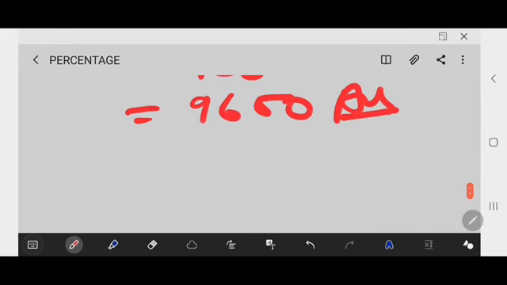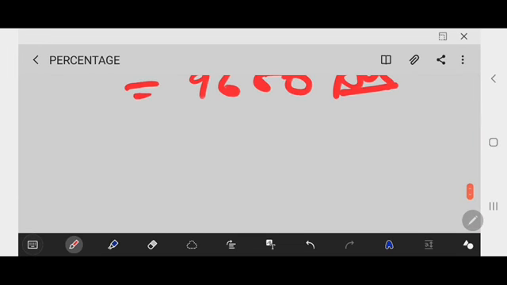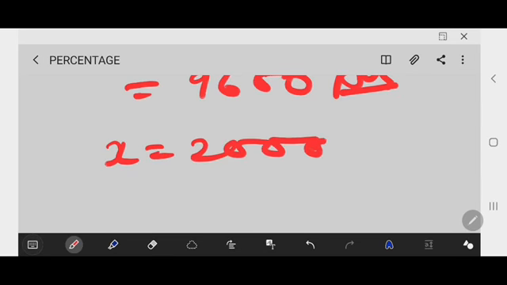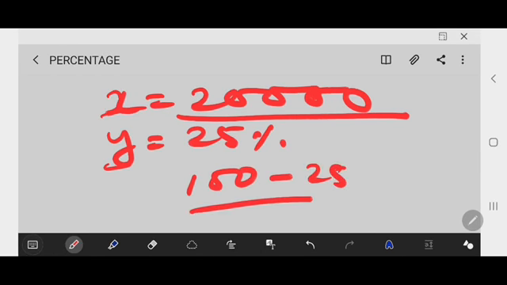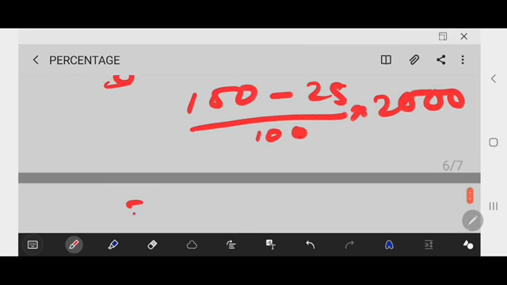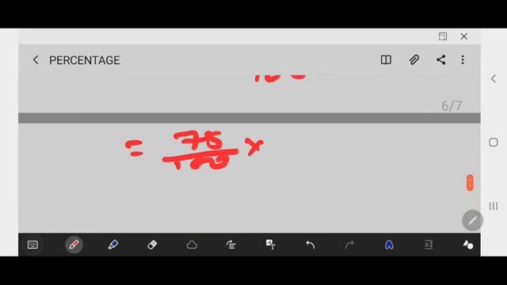The next question: the price of the computer is 20,000, and what will be the price of the computer after a reduction of 25%? The price is 20,000 and the reduction is 25%. So we get x and y. Just put in the formula: 100 minus 25 by 100 into 20,000. So 75 by 100 into 20,000.